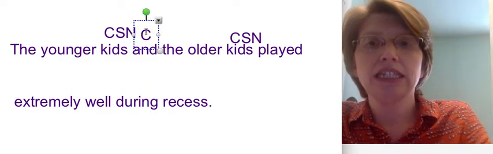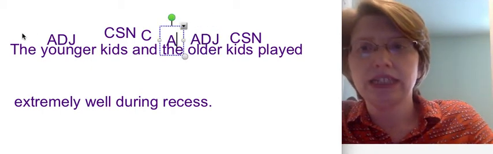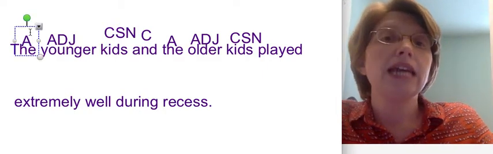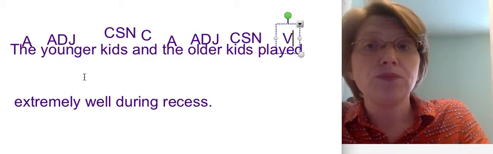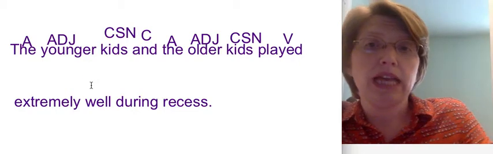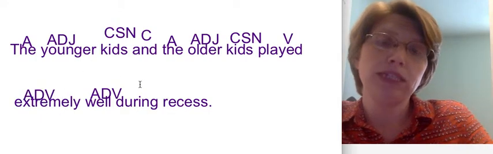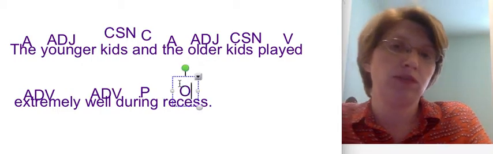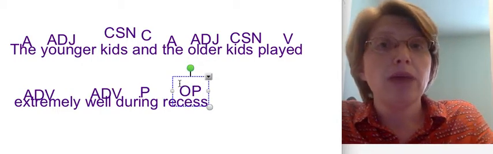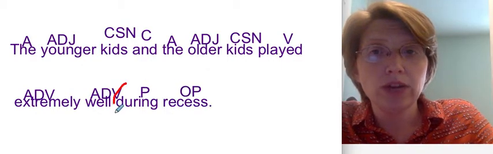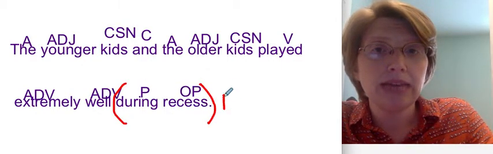And is the conjunction. What kind of kids? Younger, adjective. What kind of kids? Older, adjective. The, article adjective. And we can go ahead and get this one too. The, article adjective. What is being said about the kids and the kids? The kids and the kids played, verb. Played how? Well, adverb. How well? Extremely well, adverb. During, preposition. During what? Recess, object of the preposition. Subject, noun, verb. Pattern 1, check. During recess, prepositional phrase. Period, statement, declarative sentence.